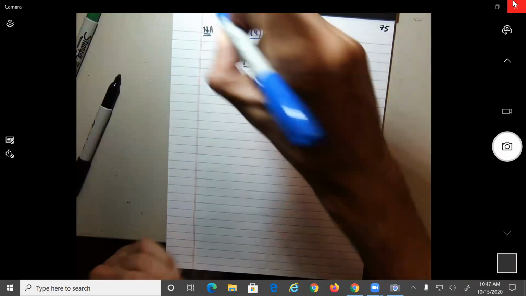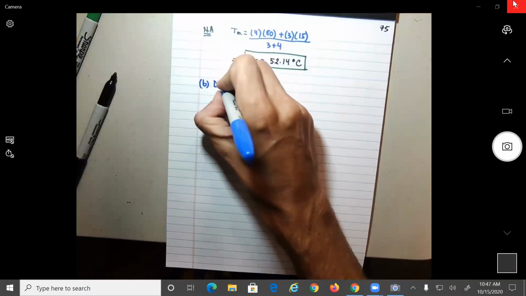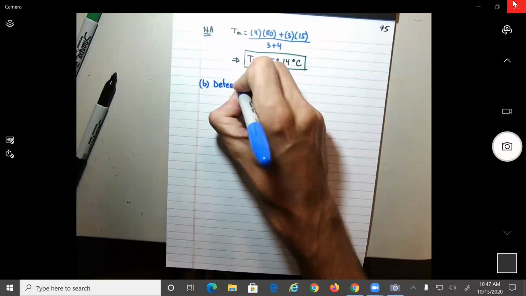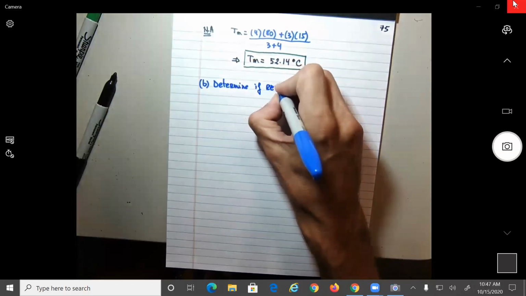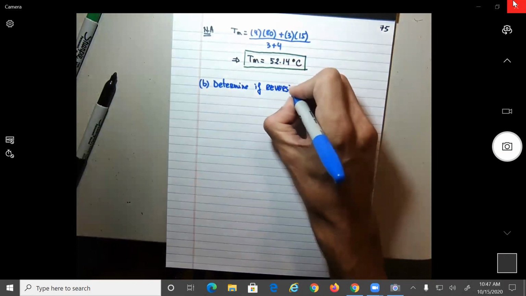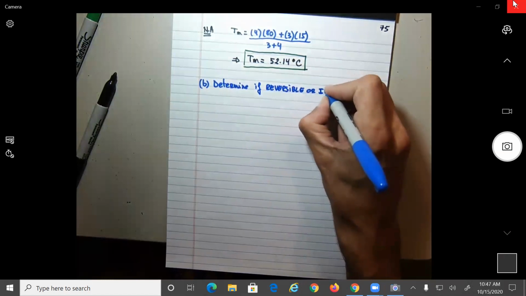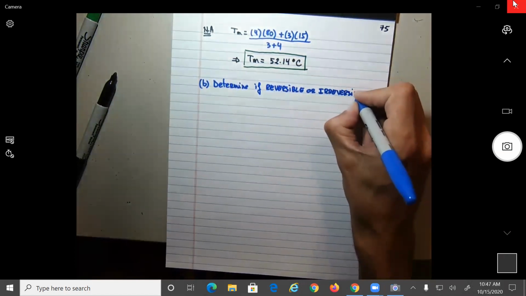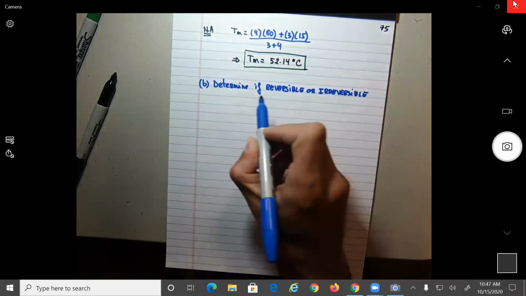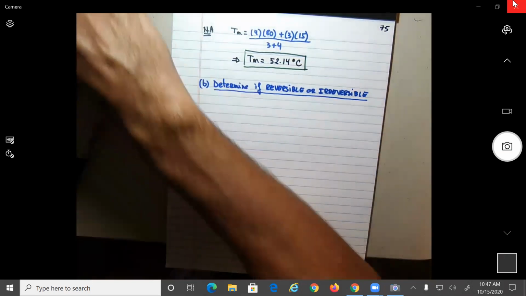Now, part B is determine if reversible or irreversible.